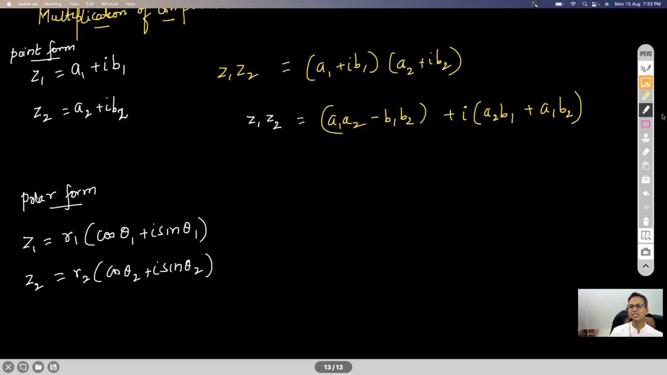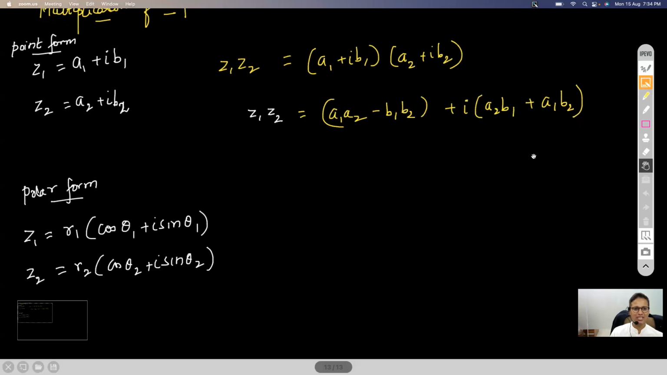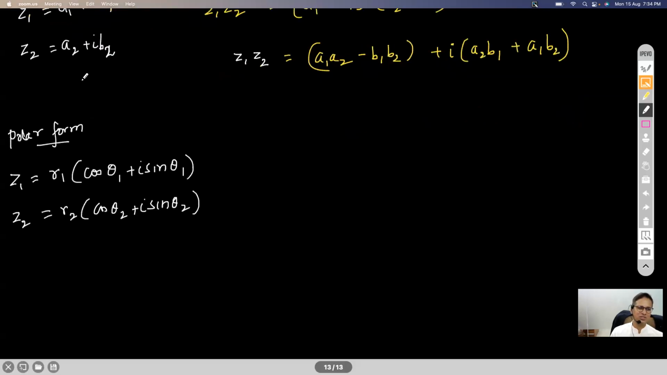How did you get the minus sign? Okay, see here, Krishnendu. When you multiply these two, what do you get? iB1, iB2. What does it become? I square B1 B2. And i square is minus 1. So minus 1 B1 B2. Got it now? Okay. No need to say sorry and all. It's fine. You will get doubts. Ask it, right? Don't feel bad about asking a question.